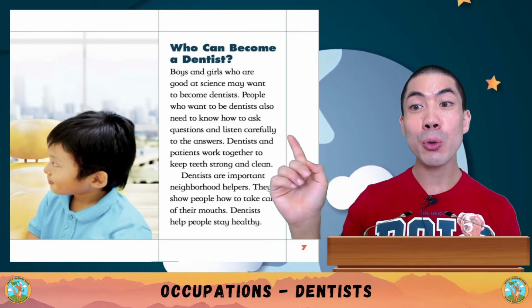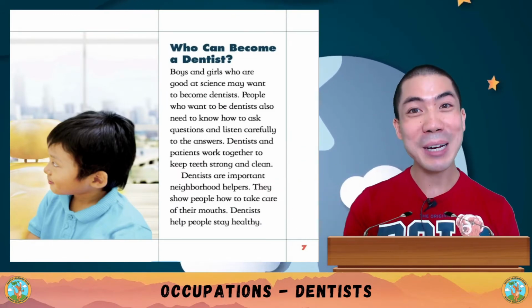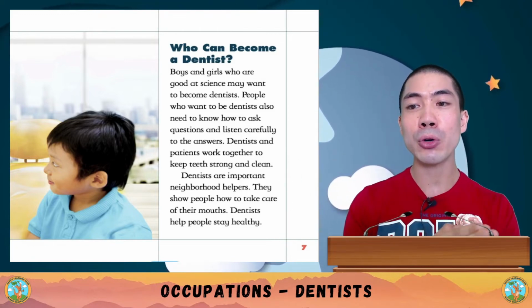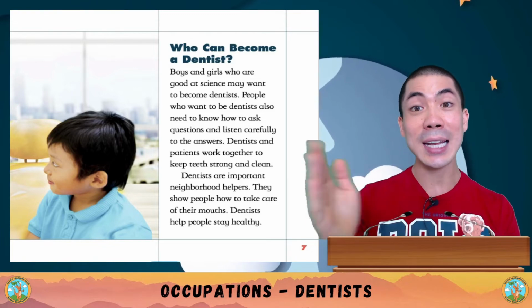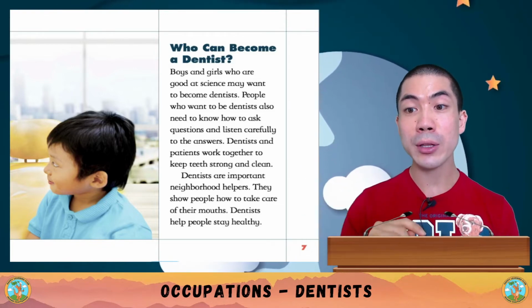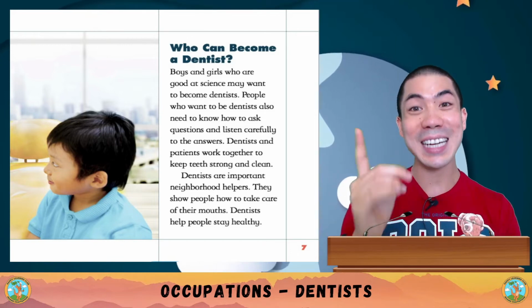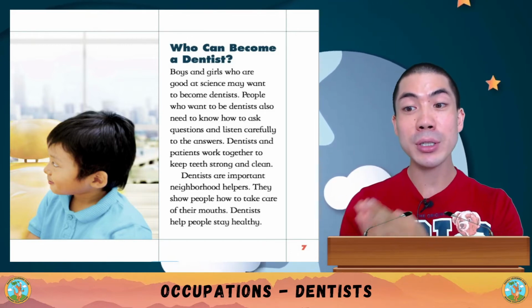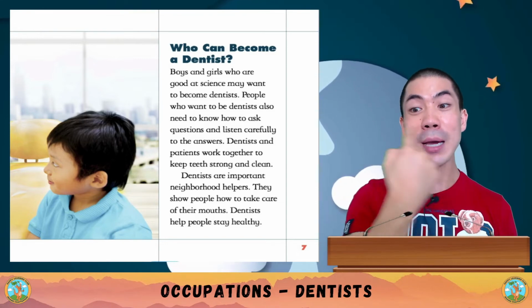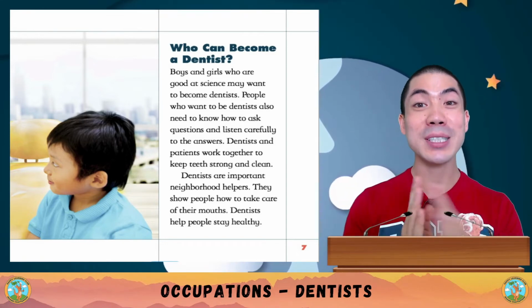Boys and girls who are good at science may want to become dentists. People who want to be dentists also need to know how to ask questions and listen carefully to the answers. Dentists and patients work together to keep teeth strong and clean. Dentists are very important neighborhood helpers. They show people how to take care of their mouths. Dentists help people stay healthy.